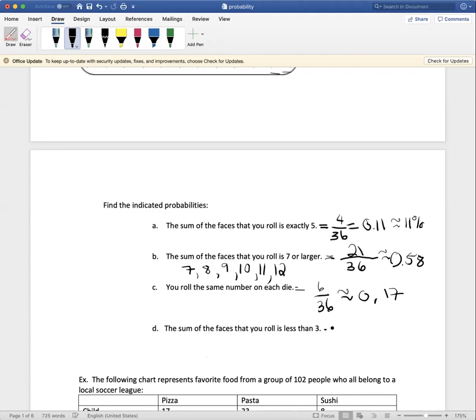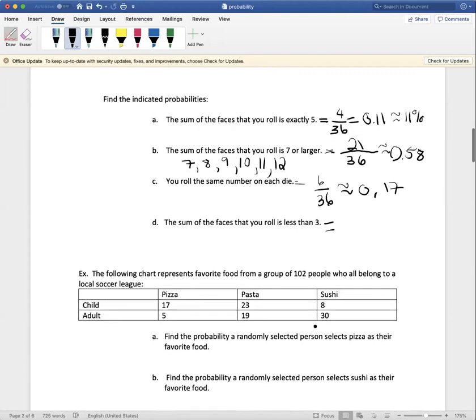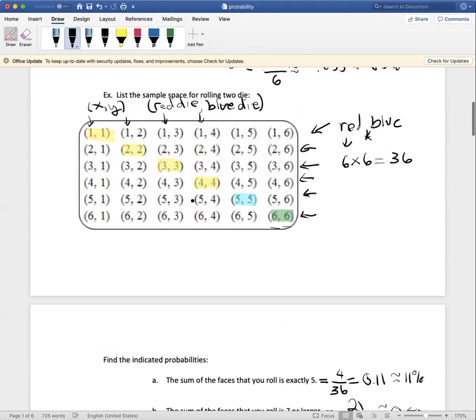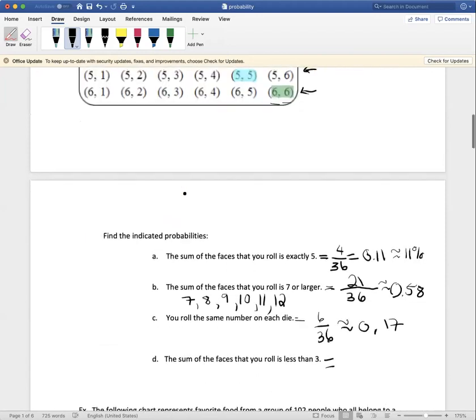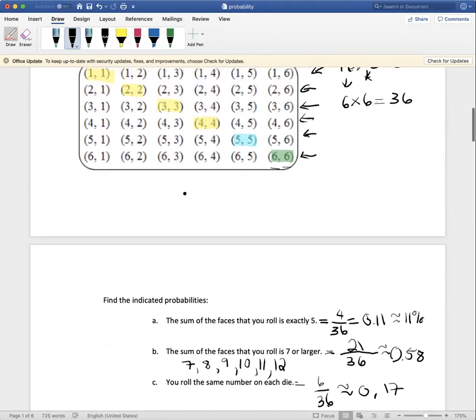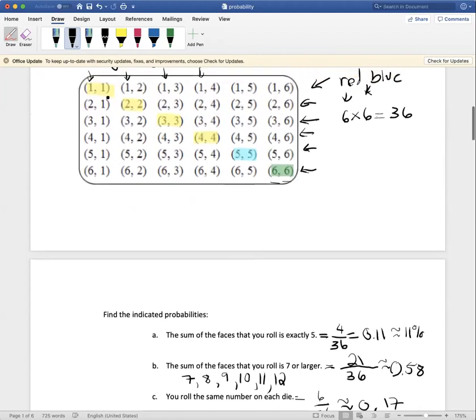Okay, and then for the last example here, let's find the probability the sum of the faces that you roll is less than 3. So that means you're either rolling a 2 or a 1. But I hope you see that it's not possible for us to roll a 1 because the smallest possible value we can get in the sum of the faces is 2. And there's only one of those, and that's here at 1, 1.